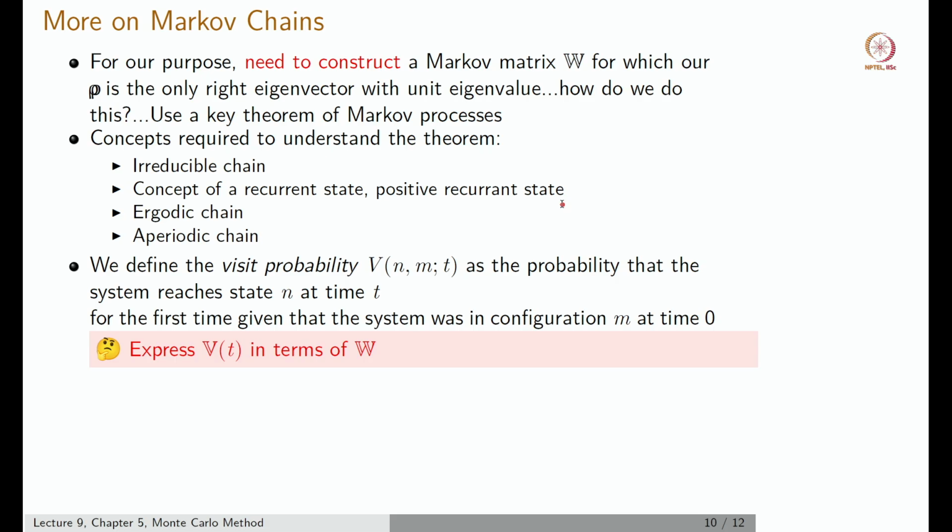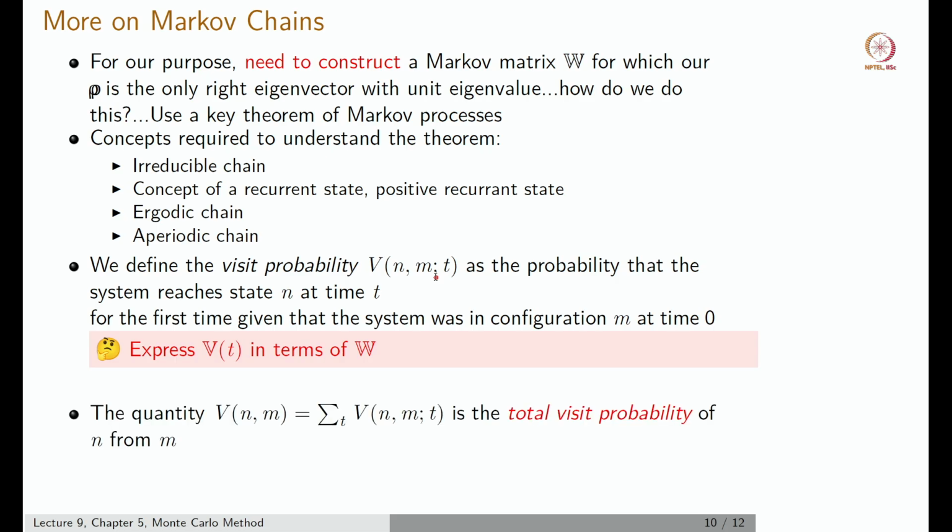So the first thing we would like to discuss is the notion of a visit probability. To see what these ideas mean, we have to introduce what we mean by a visit probability. The notation for this is V_nm(t). This is the statement of what is the probability that the system reaches n at time t if you start with m. Of course, you can try to work out what this V(t) is in terms of W. I invite you to do that.